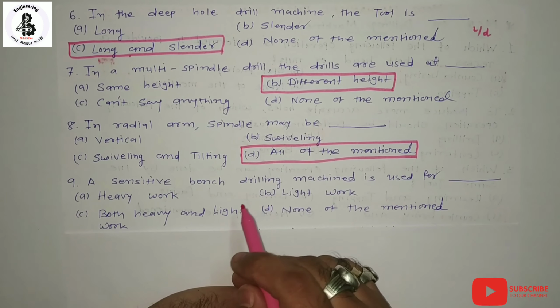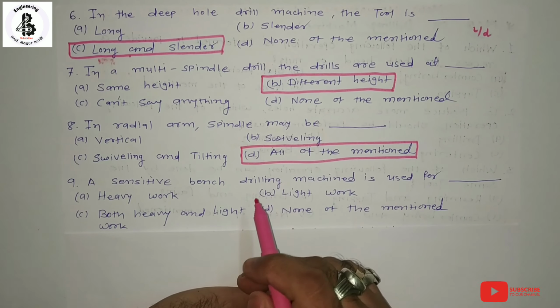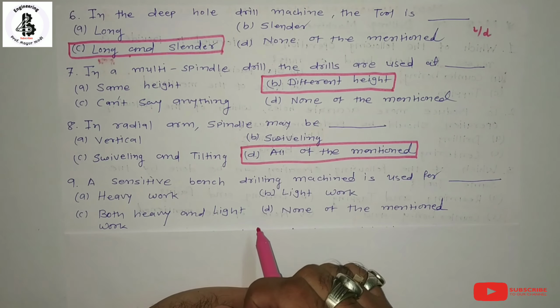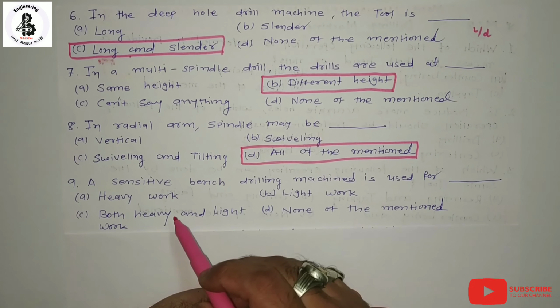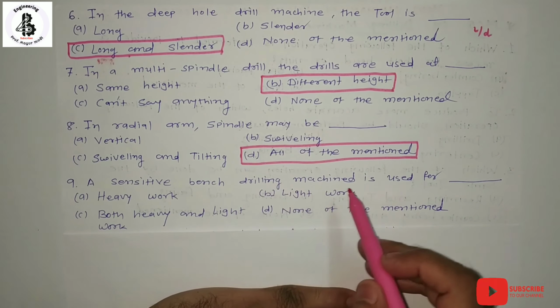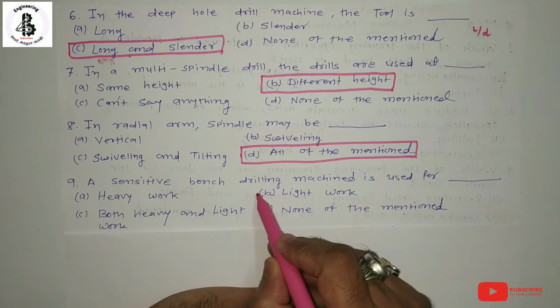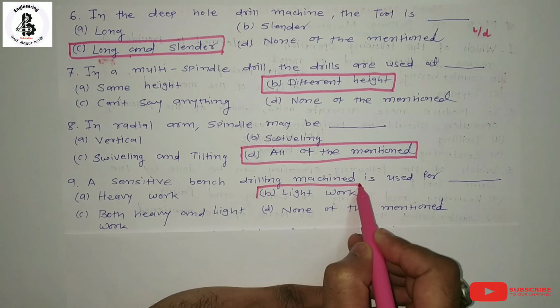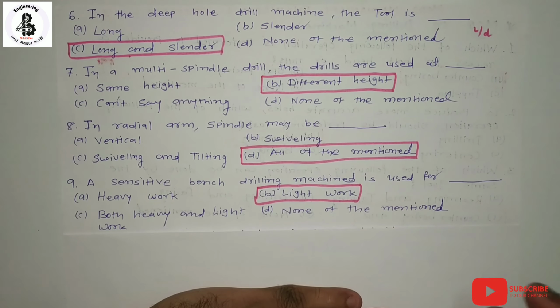If you want to learn in detail about the construction, working and application of sensitive drilling machines, you will find a link in my descriptions. So according to this question, a sensitive bench drill machine is used for light work. So the option B. Then we will discuss our last question of this session.